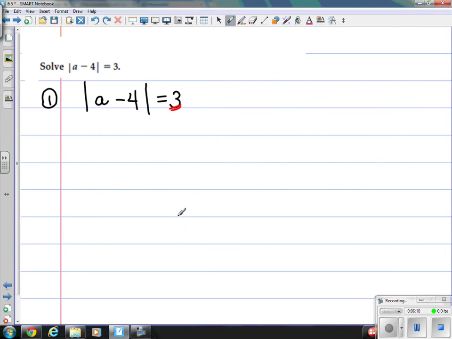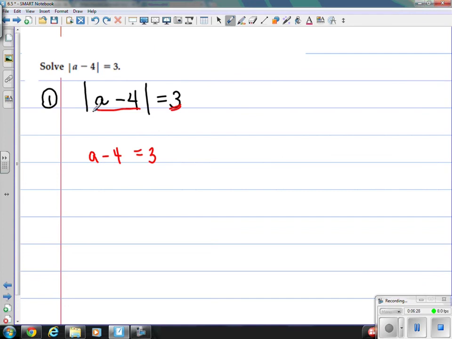Step 3, set up 2 cases. So all we're going to do is lose our absolute value bars on the left, which means we're going to say the absolute value of a minus 4 is a minus 4. And our first case equals a positive 3. We don't change it at all.